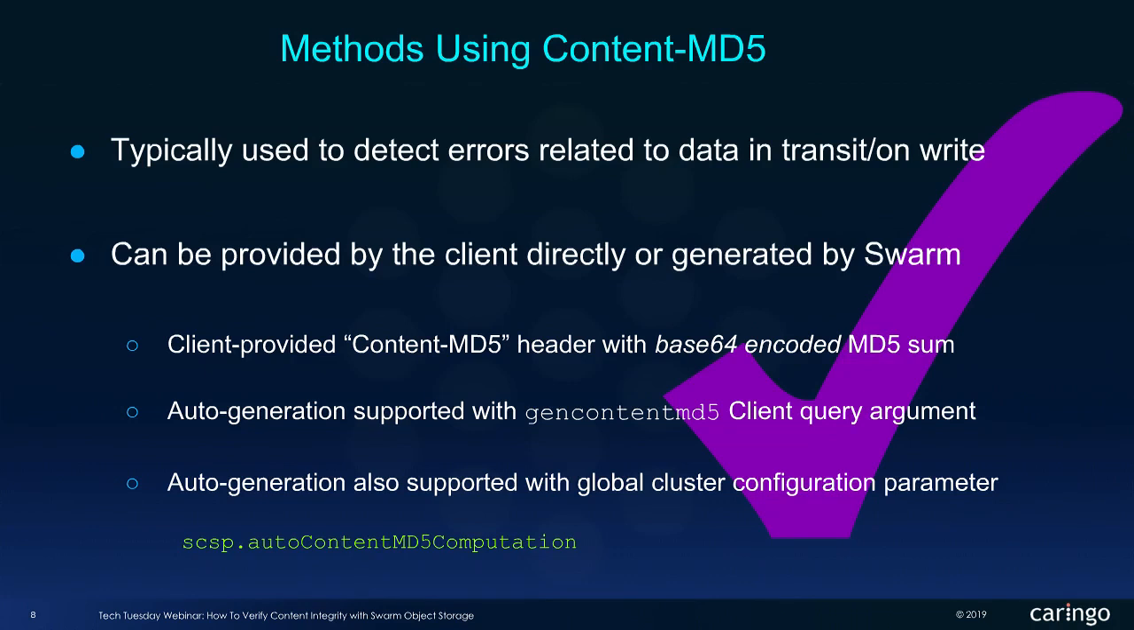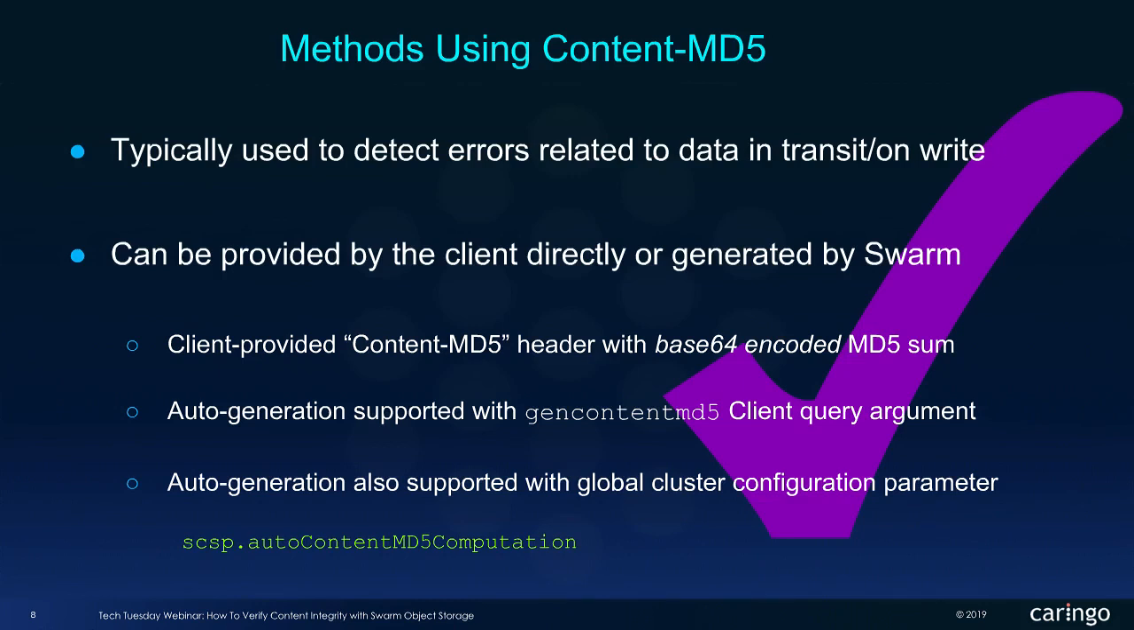I think so. Okay. So anyway, yeah, there's a client-provided content MD5 header with base 64 encoded MD5 sum. You can either give that, there's a deprecated way where you provide the header directly. You can also have this generated automatically using a request query arg that's called gen content MD5. It's a client query argument that you can issue to Swarm saying, I want you to generate this and check this and make sure that everything went over the wire the way it was supposed to, and return an error for whatever reason if it didn't.